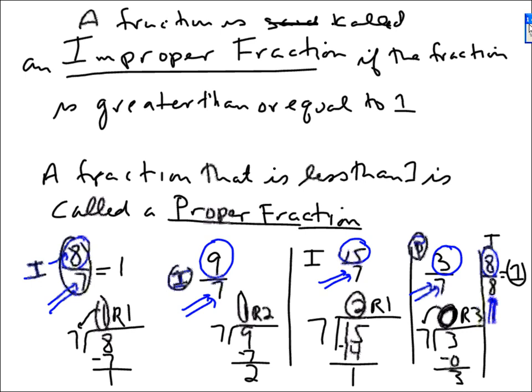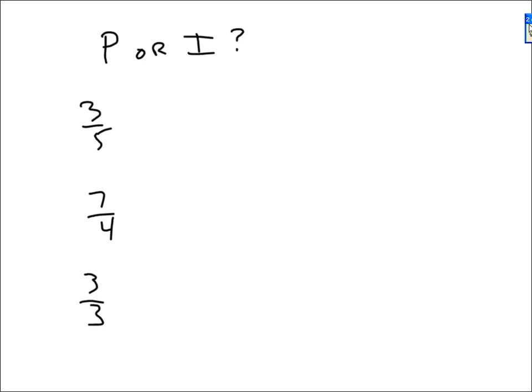So I'm going to give you some numbers. I'll write some numbers on the board, and we're going to decide if each is a proper fraction or an improper fraction. We'll put P if it's proper, and I if it's improper. Suppose you have 3 over 5, 7 over 4, 3 over 3, 13 over 2, 2 over 13, 1 over 7.